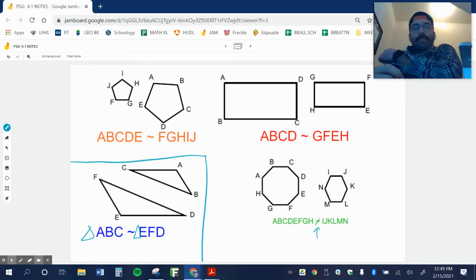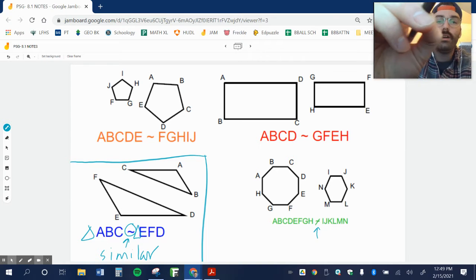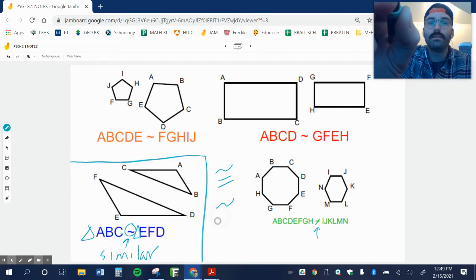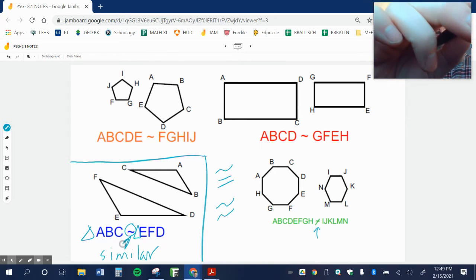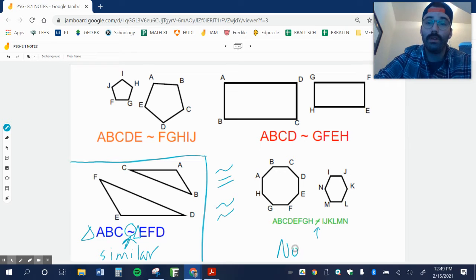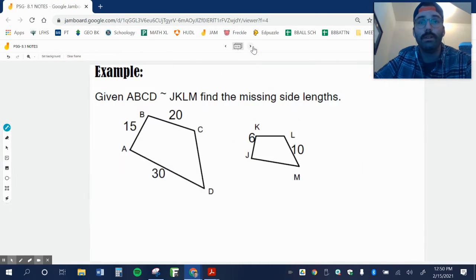How do we mark similarity? I forgot to say this. When you're writing down your notes, this little squiggle means similar. We talked about how the squiggle with the equal sign over it means congruent. You've seen this one, that means about. Well, just one squiggle means similar. Along those same lines, a squiggle with a line through it just means not. These two shapes cannot be similar because we're comparing an octagon to a hexagon. Two different shapes, no similarity.